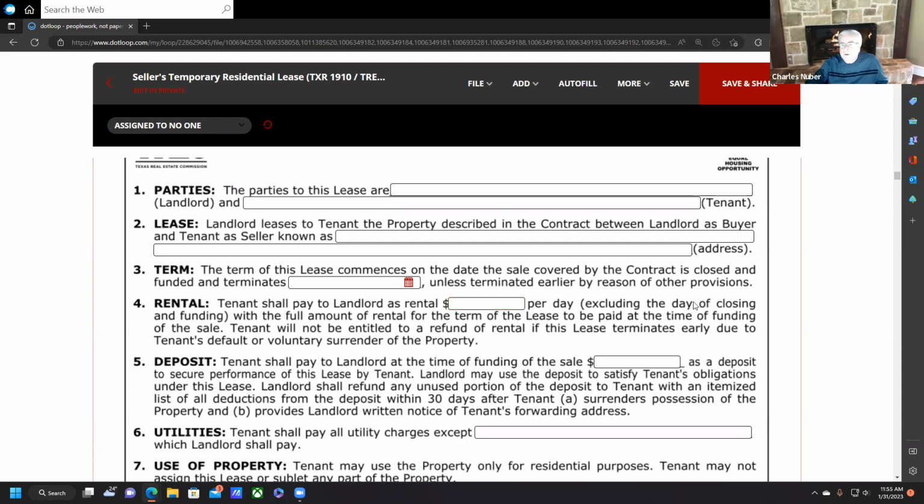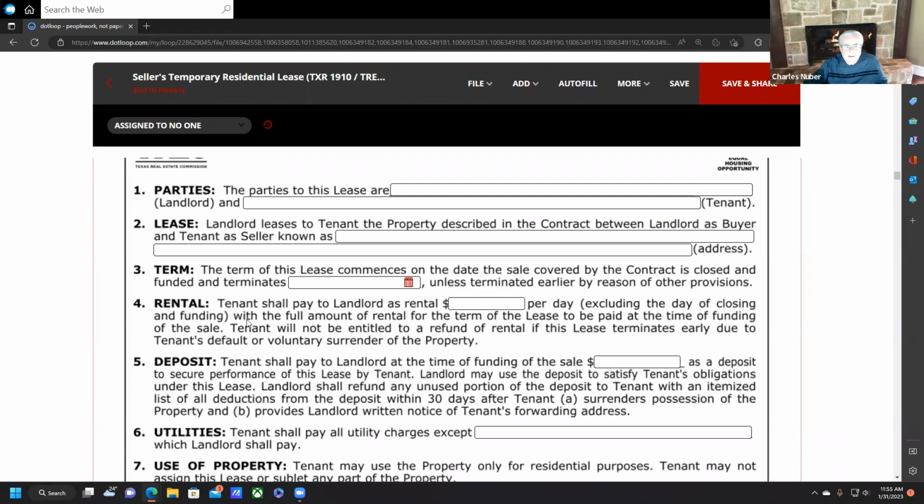Per day, excluding the day. Here's where it gets messed up. Excluding the day of closing and funding. So people like to say we're closing tomorrow, tomorrow is the 1st of February, and we're going to count 10 days. Well, no, you don't count the day of closing, so it's only going to be charged for 9 days. That's where you need to make sure that you count your days right.